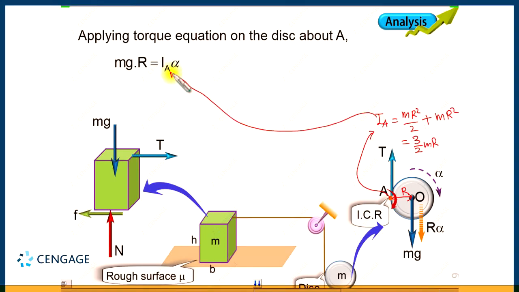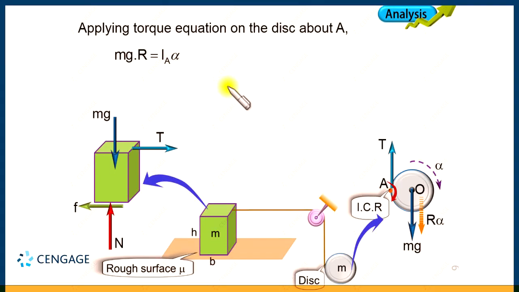We can substitute the value of Ia here. So, we got the equation mg multiplied by r equals 3 by 2 mr square multiplied by alpha, right? We can observe that small m and small m get cancelled, capital R and capital R get cancelled, this R and this R get cancelled. Here we got the equation R alpha equals 2 by 3 g. This is the value of R alpha. R alpha is nothing but the acceleration of the center of the disk. So we got the acceleration of the center of the disk.